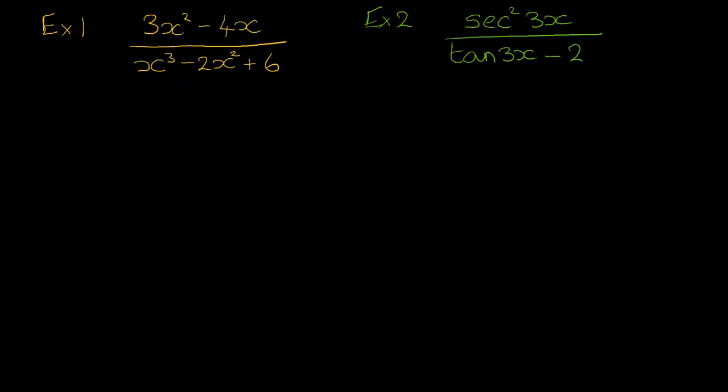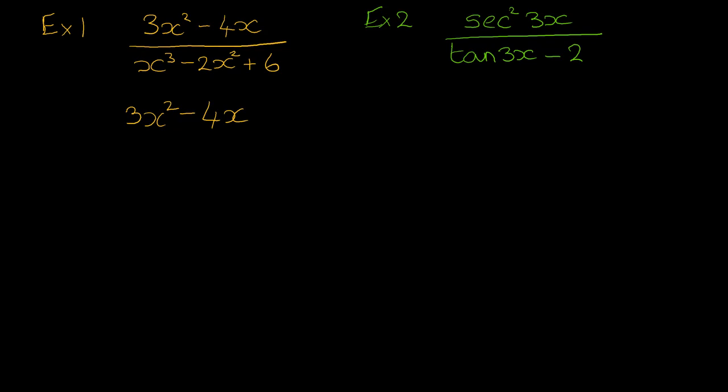So here in example 1, let's have a look at the bottom of this fraction and differentiate it so you can see what we're talking about. So x cubed becomes 3x squared, and minus 2x squared, we're going to multiply by the 2, so we'll get minus 4x, and the 6 disappears. So you can see that the top is exactly what you get when you differentiate the bottom.